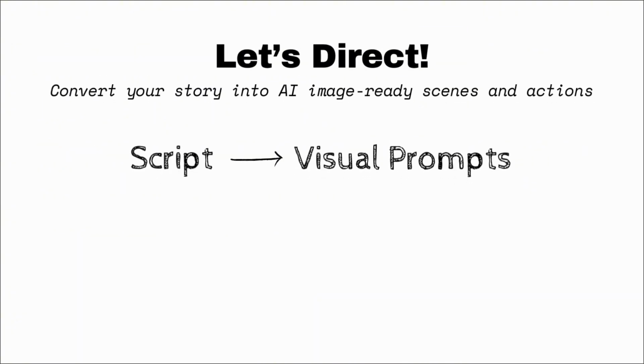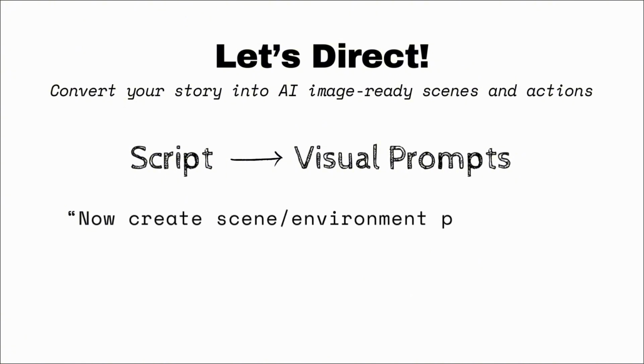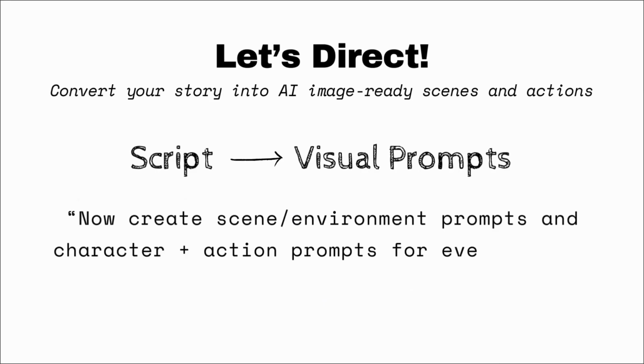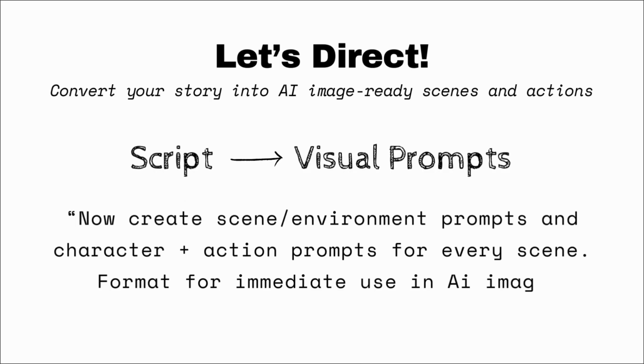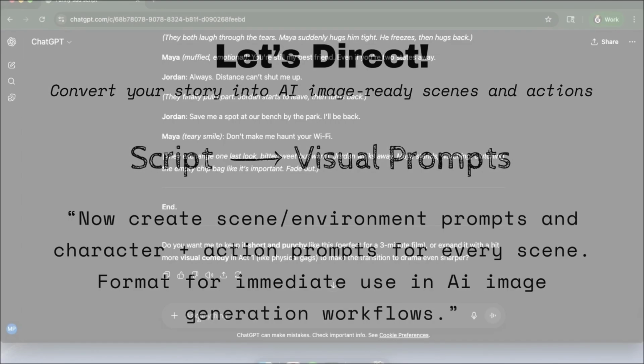Now, let's direct the script. Let's make it visual. We will transform the script into an image generation ready script. Go back in the script on ChatGPT and write: Now create scene or environment prompts and character plus action prompts in every scene. Format for immediate use in AI image generation workflows.